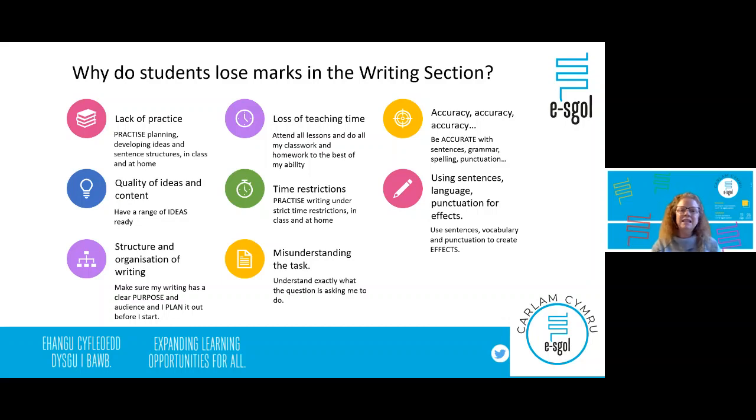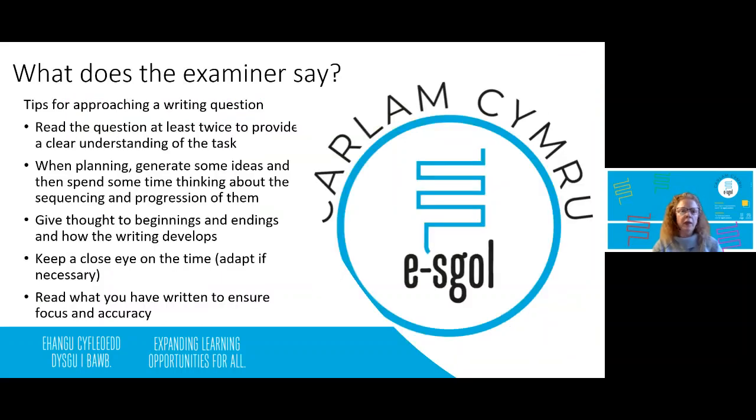And obviously in the exam, please make sure you understand what you're being asked to do before you start. Read that question over and over again, just to make sure you're comfortable with what you're being asked to do. Okay, so what does the examiner say? Well, the examiner says read the question at least twice. That's a given. Make sure you generate some ideas and then think about the sequencing and progression. So yes, you need to plan, but actually your planning should include what order those ideas are going to go in. Give some thought to your beginning and your ending.